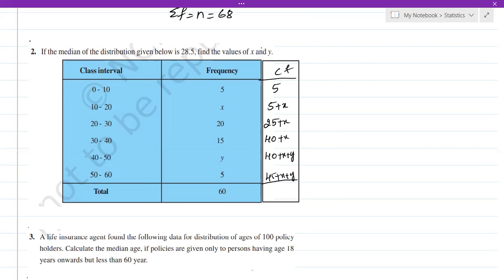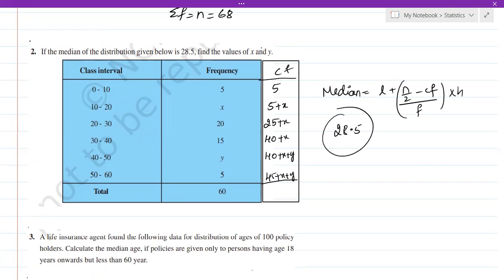Now, the median is given. What is the formula to find median? Median is equal to L plus N by 2 minus CF divided by F, the entire thing multiplied by H. So they've already given this median, which is 28.5. So we have to find where 28.5 comes. Remember, not in the CF. Do not make the mistake.